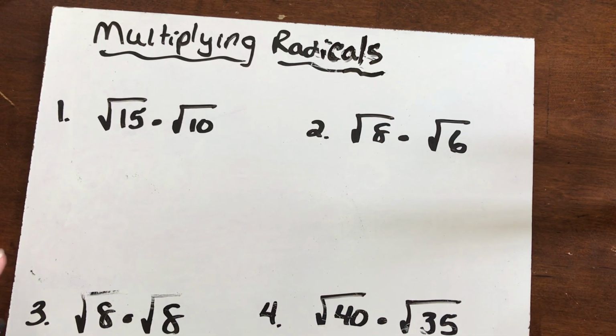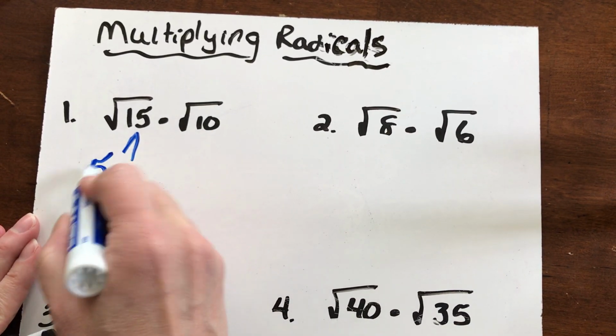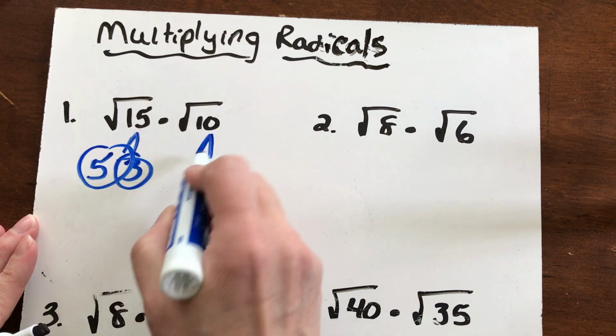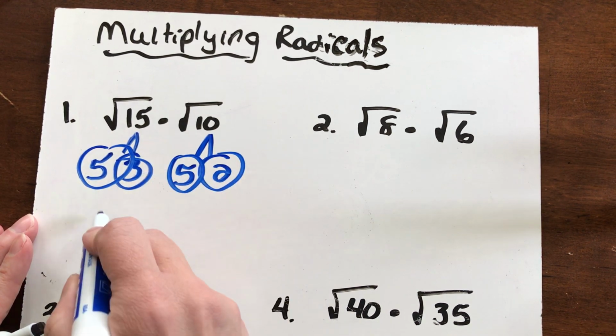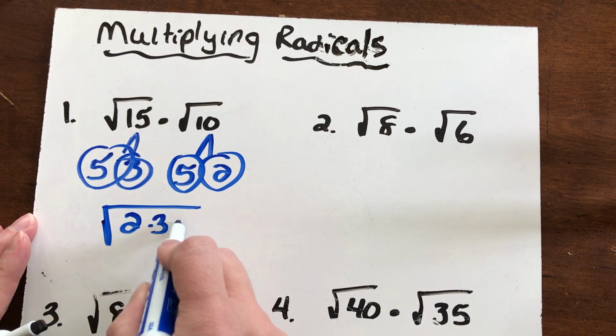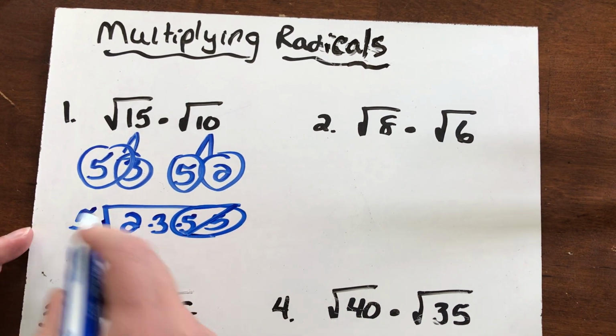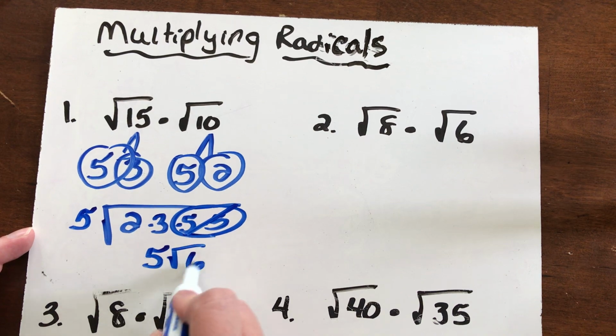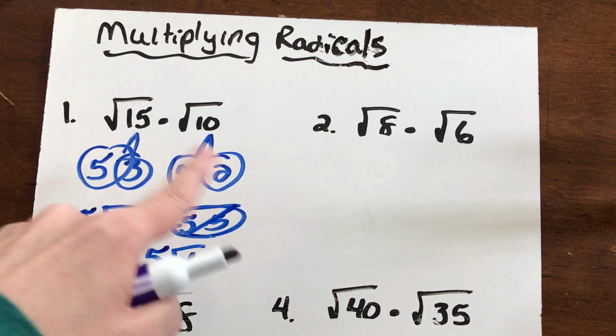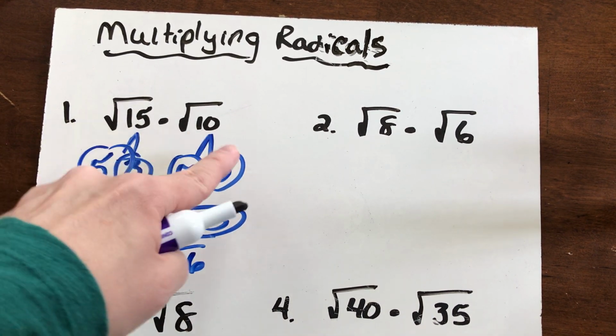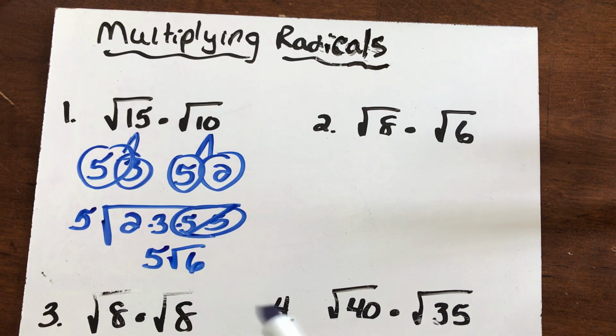Okay, so look. If I do 5 times 3, I do 5 times 2, and then I go 2 times 3 times 5 times 5, pair of 5s, pull out the 5. So my answer is 5 times the radical of 6. It's just saved me that extra step, because sometimes when you multiply these two numbers together, they can be really big. All right, so I'm going to do it this way because to me it's easier.